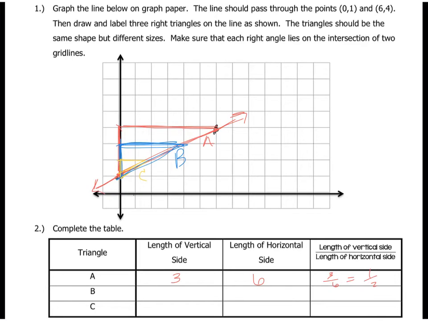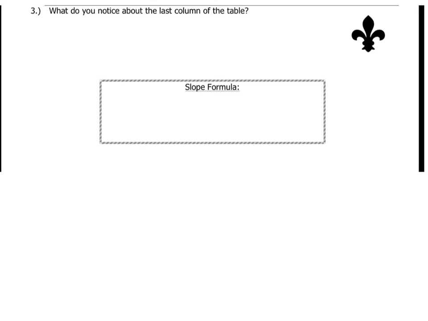Then look at triangle B. The length of the vertical is 2. The length of the horizontal is 4. So 2 over 4 reduces down to 1 over 2. And finally, the last one goes up 1. It goes over 2. How my screen is, I can't actually write that, but please know it goes over 2. So it's 1 over 2. So the last column of that table, we had 3 over 6, we had 2 over 4, and we had 1 over 2. Each one of those can be reduced down to 1 over 2.